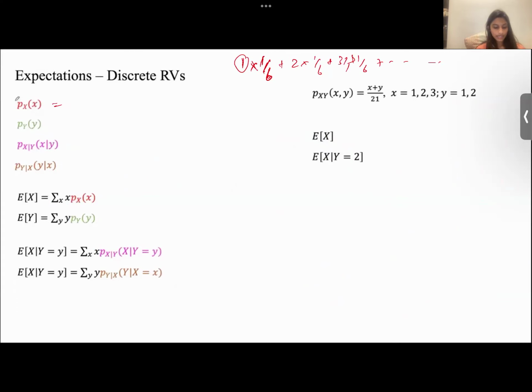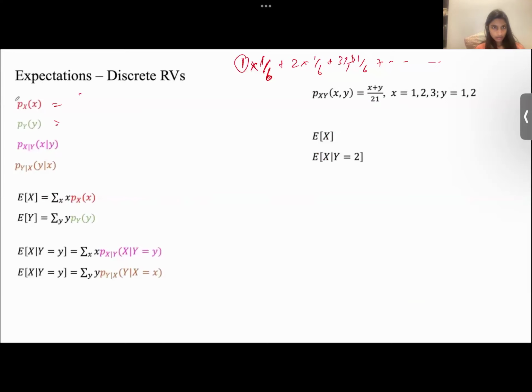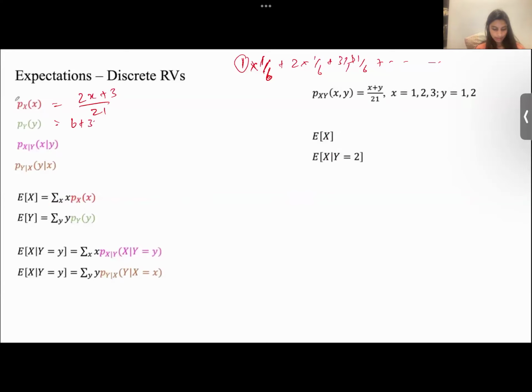So let's look at this simple derivation. We calculated the marginal probability of x from the previous slide: (2x plus 3) divided by 21. The marginal probability of y would be (6 plus 3y) by 21. And similarly, the conditional probability of x given y is (x plus y) divided by (6 plus 3y).